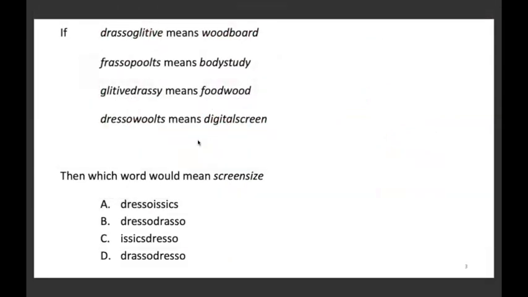If drasoglyptive means wood board, prosoplots means body study, glyptive drasi means food wood, drasovulch means digital screen, what does screen size mean? How will you code screen size is what is asked. If you observe the words here, wood board, body study, food wood, digital screen, there are two sets of words. Likewise, we also see the set of words happening here: drasoglyptive, prosoplots, glyptive drasi, drasovulch.